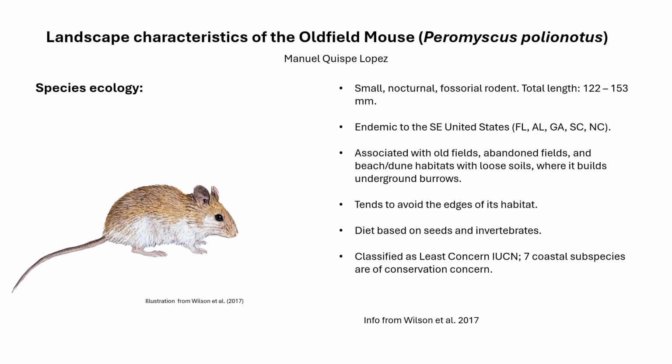It is strongly associated with old fields, abandoned fields, and beach or dune habitats with loose, sandy soils, where it builds underground burrows, and it tends to avoid the edge of its habitat. Its diet is mostly seeds and invertebrates. Although it is globally listed as least concern, several coastal subspecies are of conservation concern.